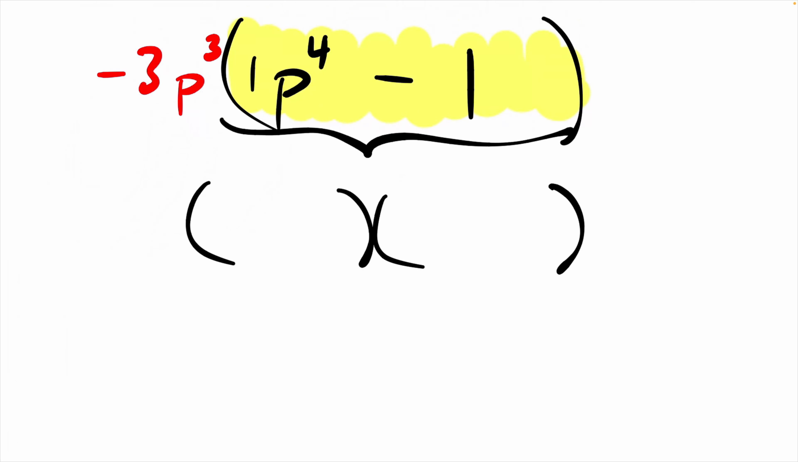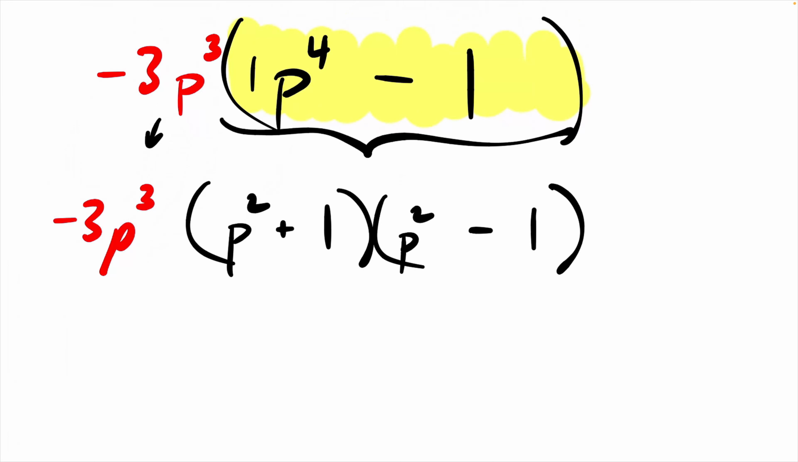So what's the square root of 1? 1, right? Because 1 times 1 makes 1. Half the power. What do you get? 2. So 1p2. Sorry, I should have put my plus and my minus there. 1p squared, or p2. 1. What's the square root of 1? Positive 1, negative 1. This guy stays. This guy just comes along. Okay.